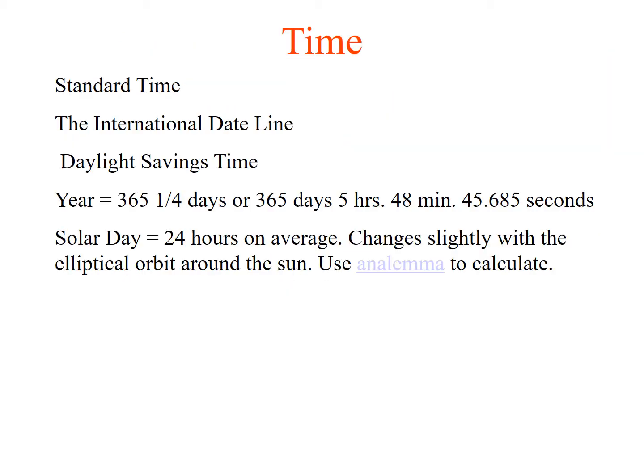Alright, let's talk about time. We have to remember it takes 365 days for the Earth to make one complete orbit around the sun. It's actually 365 and 1/4 days. That's why we have a leap year. 1/4 days after 4 years is an extra day. So we have an extra day every February 29th every 4 years.